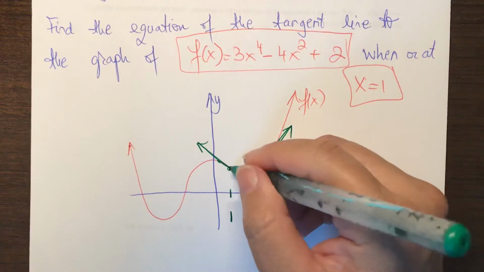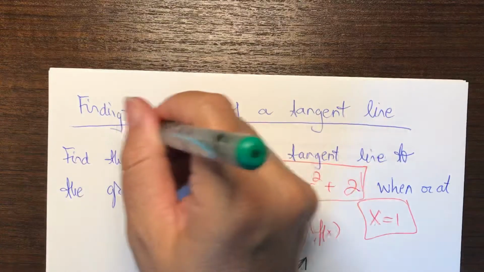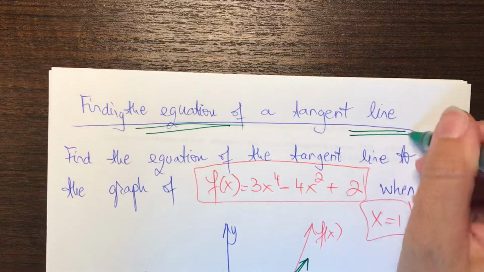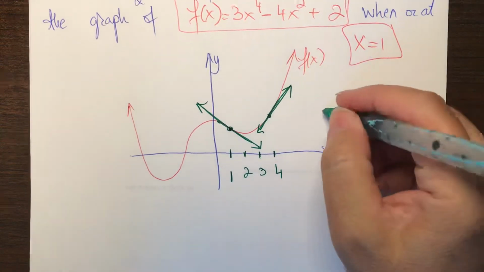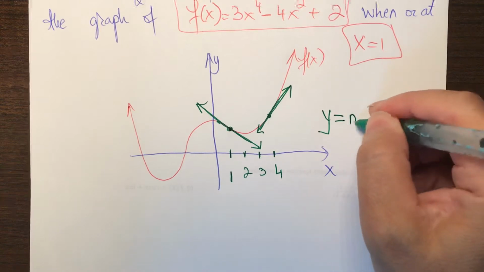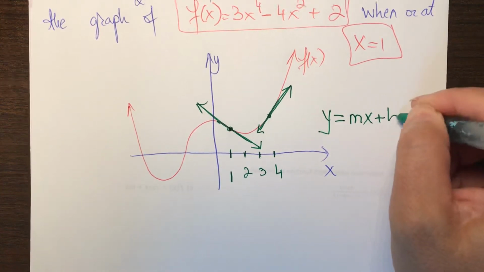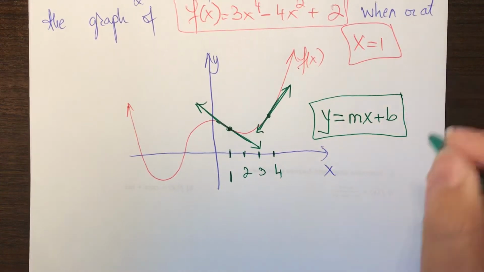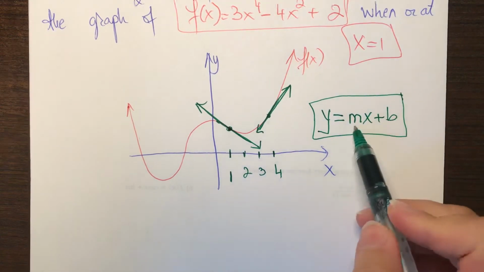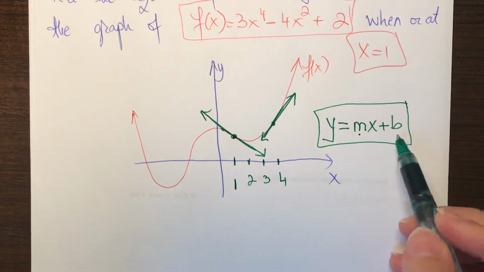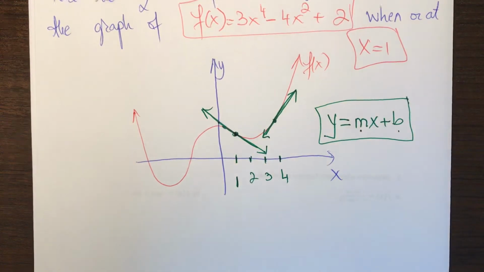Now, to find the equation of any line, what does the equation of any line look like? Well, the equation of a line has this format. You've learned about equations of lines. The equation of a line has the form y equals mx plus b, right? M stands for the slope of the line. B stands for the y-axis intercept, yes?